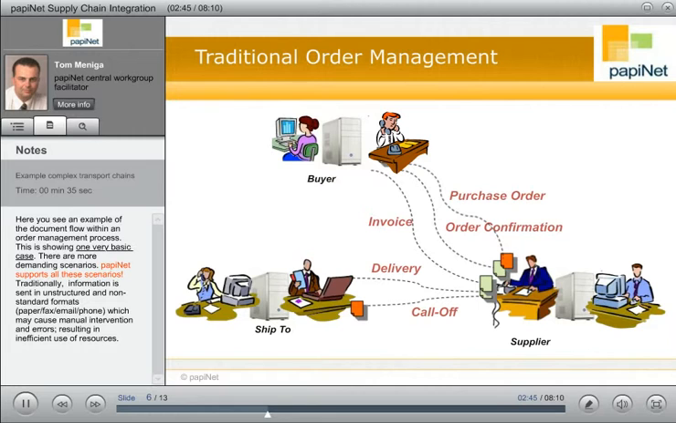Here you see an example of the document flow within an order management process. This is showing one very basic case. There are more demanding scenarios. papiNet supports all these scenarios. Traditionally, information is sent in unstructured and non-standard formats, like paper, fax, email, or phone, which may cause manual intervention and errors, resulting in inefficient use of the resources.